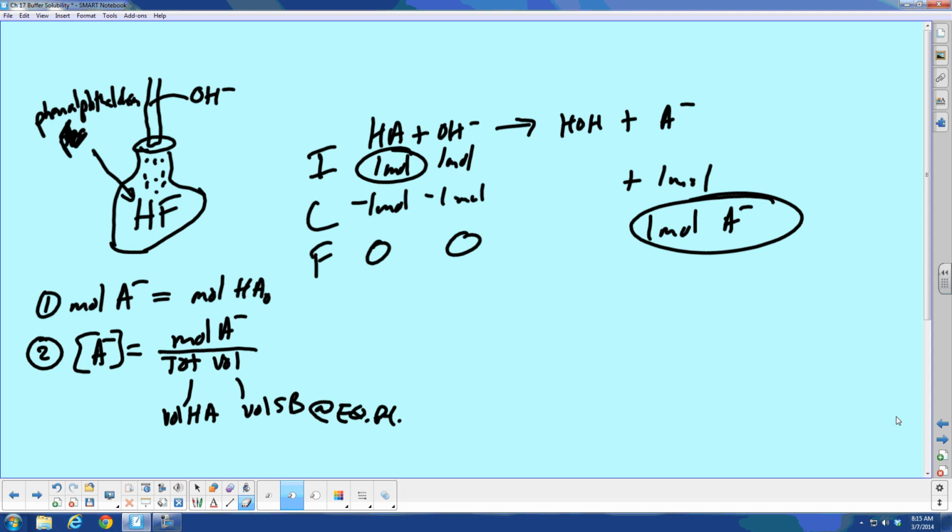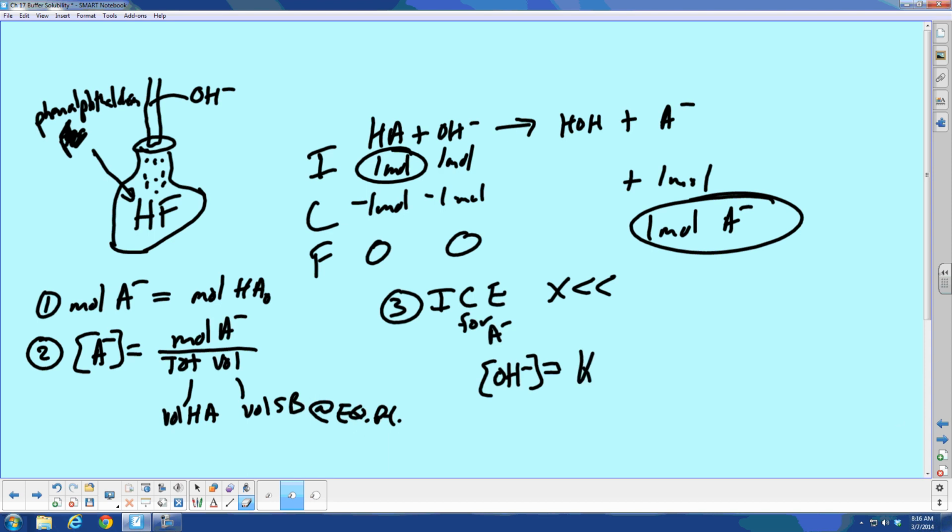Good. And then once I have that, I'm going to use ICE. Oh, I can't use ICE yet. I'm going to set up ICE. I'm going to assume that X is much, much smaller. And when I do that for a weak base, remember this is ICE for a weak base, I'm going to get the concentration of my hydroxide is equal to the square root of Kb times the initial concentration, or excuse me, the concentration of my weak base.